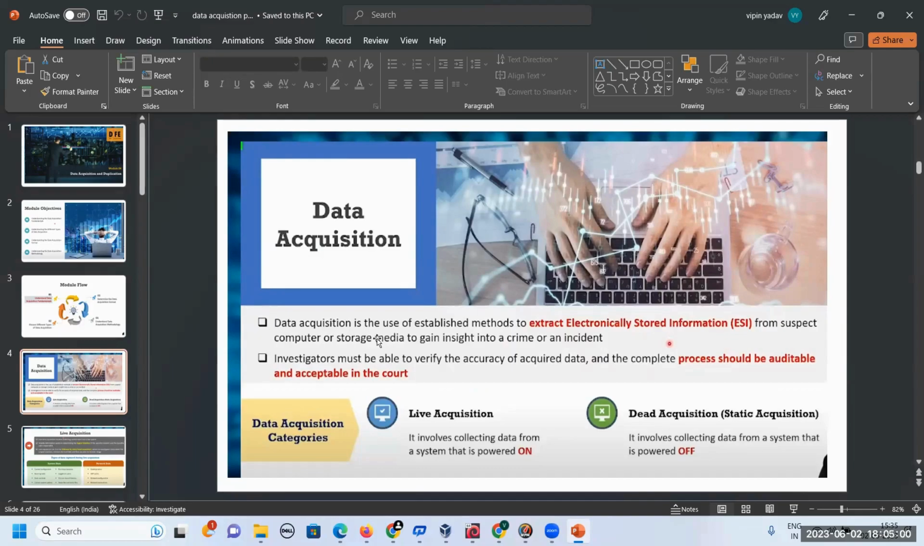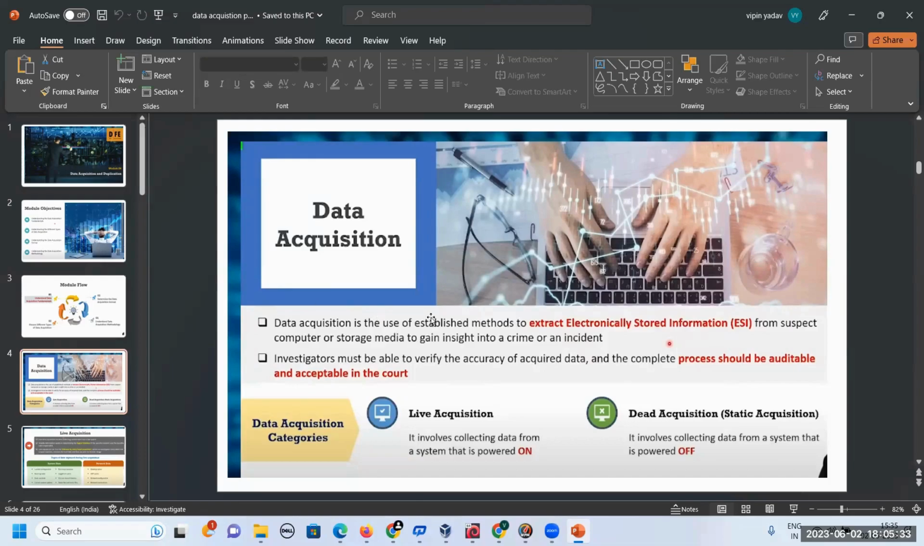So data acquisition is used to establish a method to extract electronically stored information, the short form is ESI, from a suspect computer to storage media to gain insight into a crime or an incident. As you all know, it's completely about acquiring the data from those devices which we got from that accident scene.